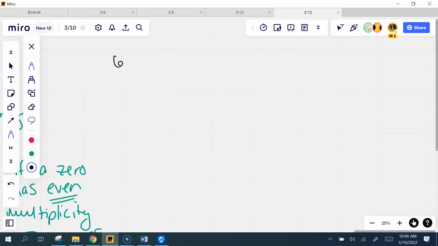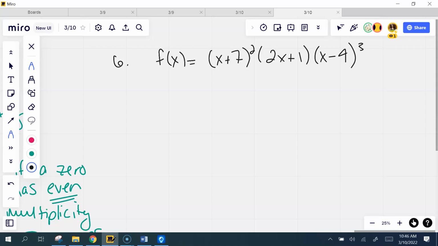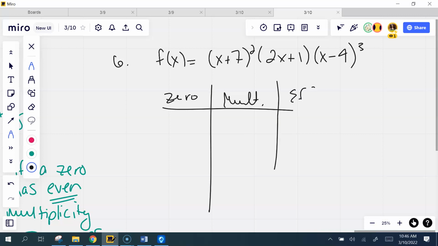Number 6 says f of x equals (x plus 7) squared times (2x plus 1) times (x minus 4) to the third. And you've got a little chart: what is the zero? What is its multiplicity? And what is its effect on the graph? By effect, I just want you to tell me, does it bounce, or touch and go, or does it go straight through? Okay. So what's the first zero you see in this equation?